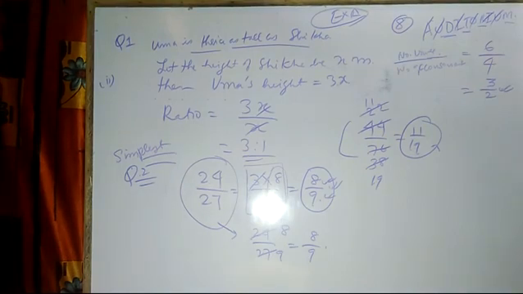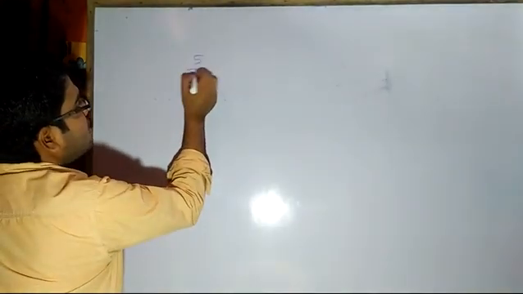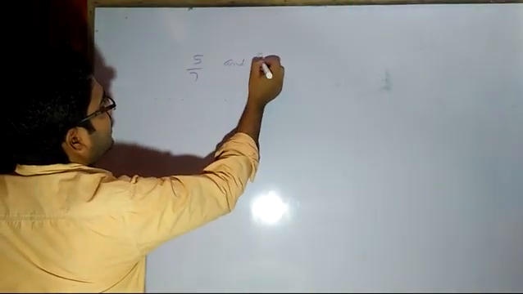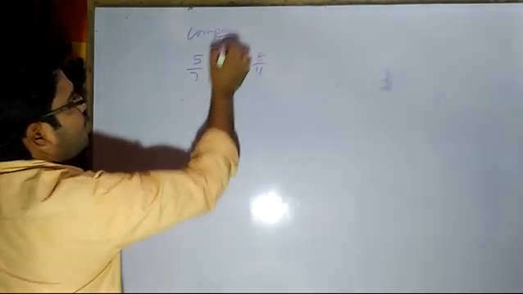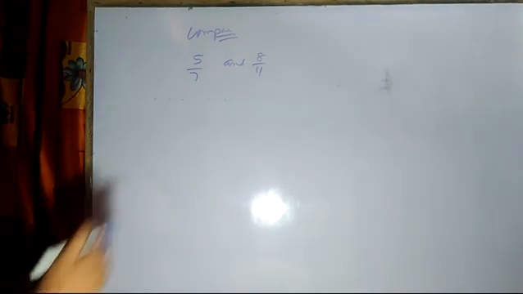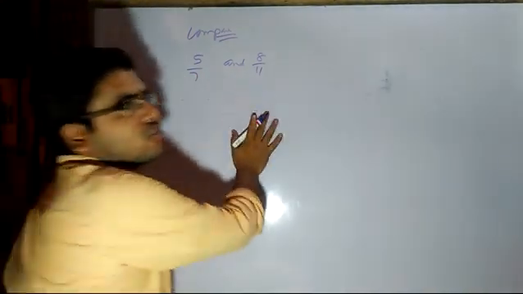Now I will be discussing exercise B and then I will try to complete it, and you are all requested to complete the exercise as soon as possible. For exercise B we have comparison of ratios. Suppose I have two ratios 5/7 and 8/11. We have to compare them. Comparing ratios means finding which ratio is greater or which ratio is smaller.